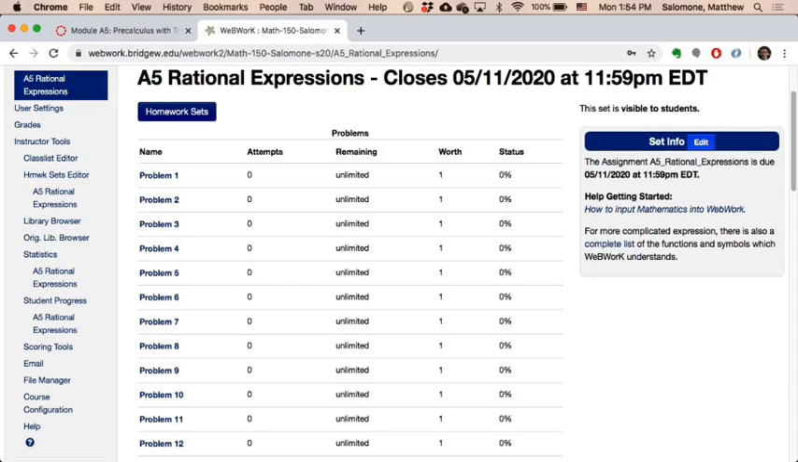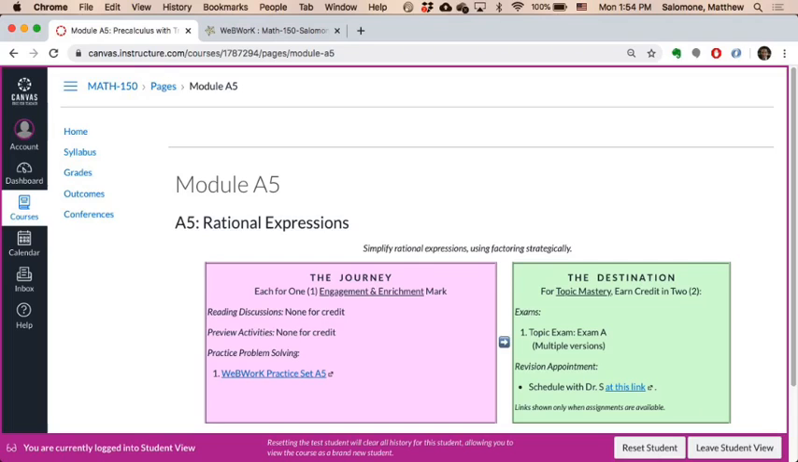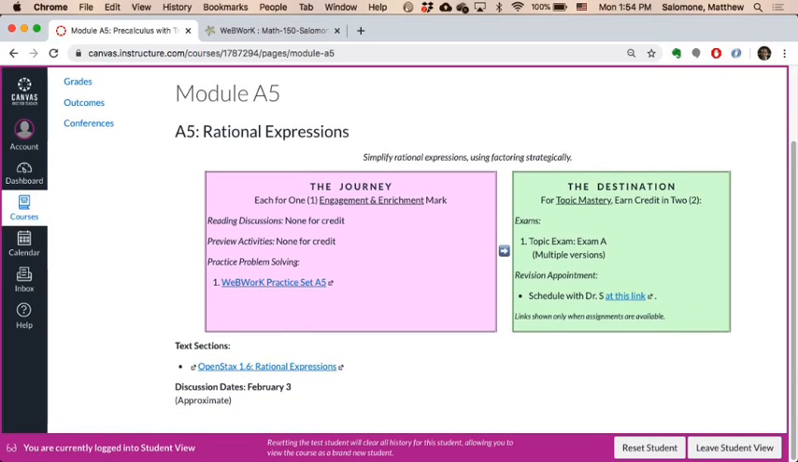Once you complete one of these WebWork assignments to 100%, and you can redo these problems as many times as you need to get there, once it's at 100%, then you've gotten the engagement and enrichment point for that WebWork assignment. So WebWork is the only engagement and enrichment type of assignment for the algebra modules. We don't have reading discussion assignments, but you can access sections of the OpenStax online textbook that relate to this material through here as well.